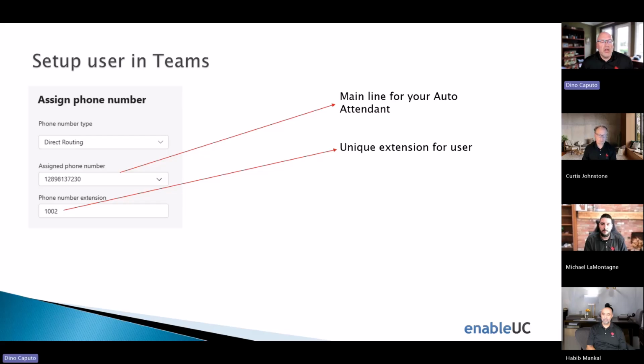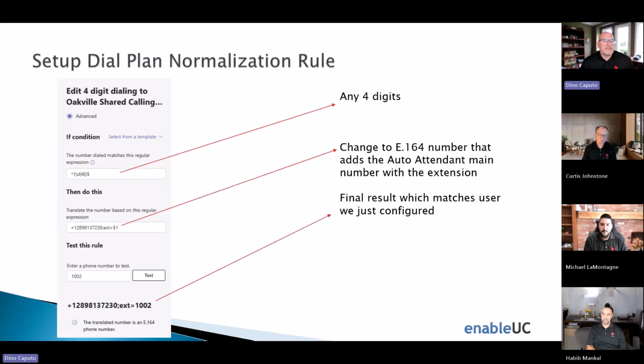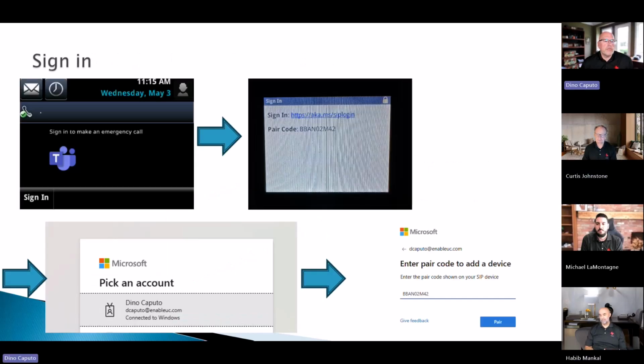And that's a pretty key concept. Without this, 4-digit dialing doesn't work. Teams just doesn't know what to do with a 4-digit number out of the box. It knows how to deal with 10-digit dialing and international calls, that type of thing, but not 4-digit dialing. So this is a critical step to make this work. So we've done that piece, and we go back to the phone and we're ready to sign in.